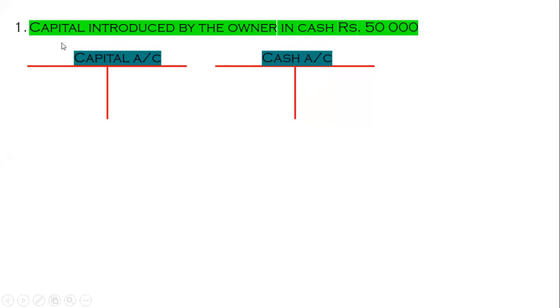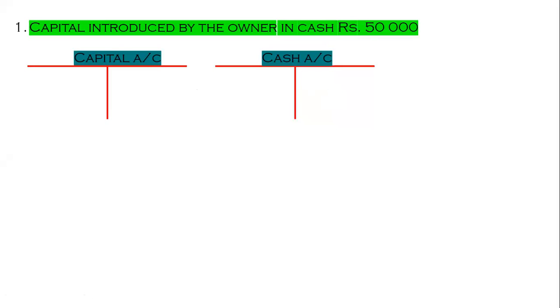So you can do this roughly. You can do this roughly, what I am working now. You can show this working. Only the answer you have to write in the table. If you have space on the side, you can show the workings also. No problem. The workings must be there. Then only you can learn easily, right? So capital account, cash account.